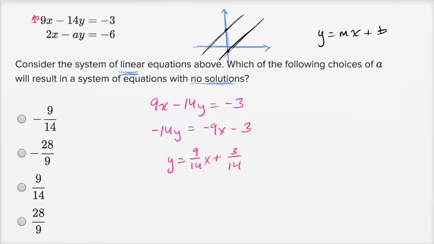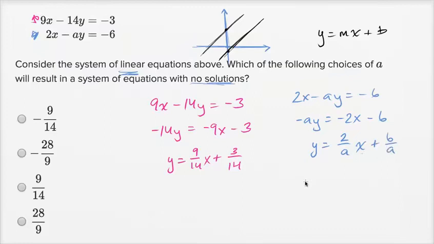Now let me write the second line in slope-intercept form. So I have 2x minus ay is equal to negative 6. If I subtract 2x from both sides, I get negative ay is equal to negative 2x minus 6. And then I can divide both sides by negative a, and I get y is equal to negative 2 divided by negative a, which is positive 2 over a x, plus 6 over a.